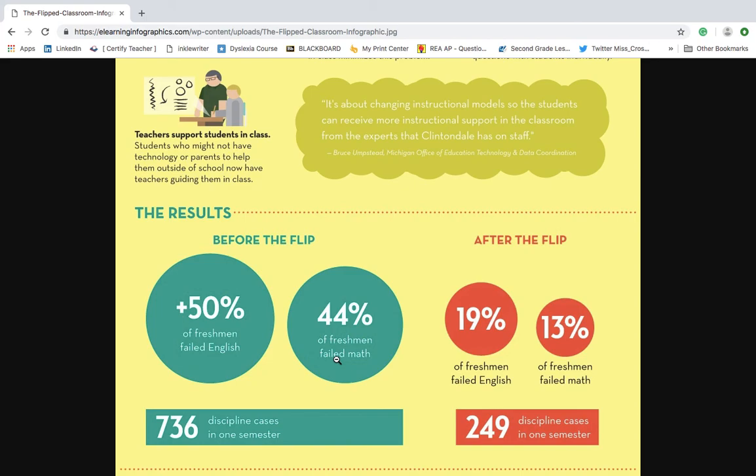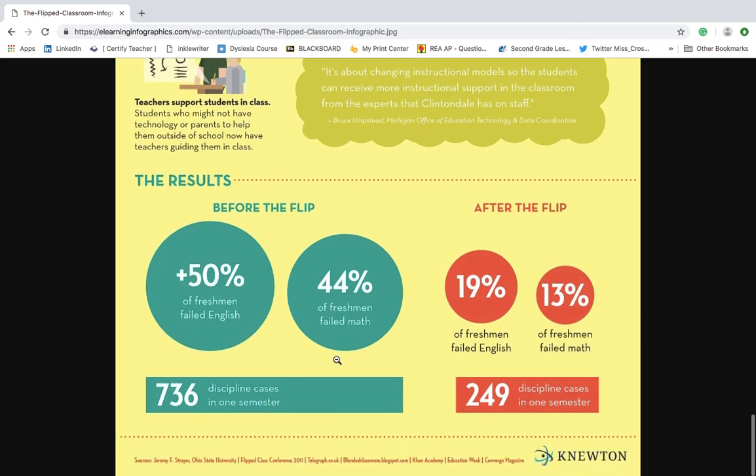But after that flip, look at how much of a decrease that is. They went from 50 plus to 19% failing English, and then from 44 to 13% failing math. Then going from 736 to 249 discipline cases in one semester. Those numbers sure look big from right here, but if you really think about the change from 736 to 249, that's a number right there.